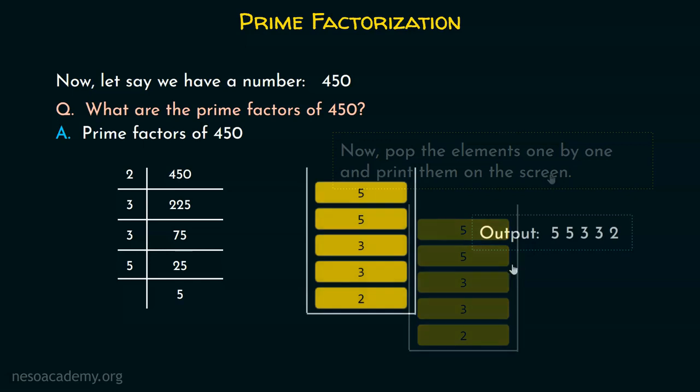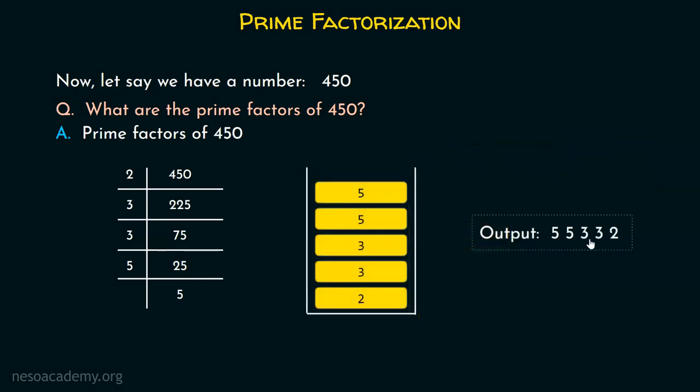So the result so obtained looks like this: 5, 5, 3, 3, 2. These are all the prime factors of this number 450. So this is the logic behind writing prime factors of a number in descending order. We will use stack for the purpose of printing all the elements in descending order. You can see every time we will select the higher prime number. That is why we will always get the least number at the bottommost place and the highest number at the topmost place.